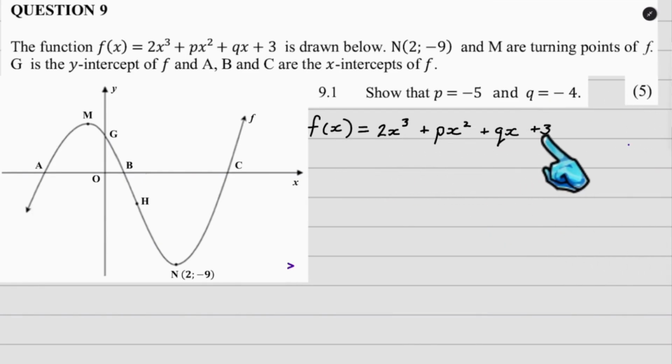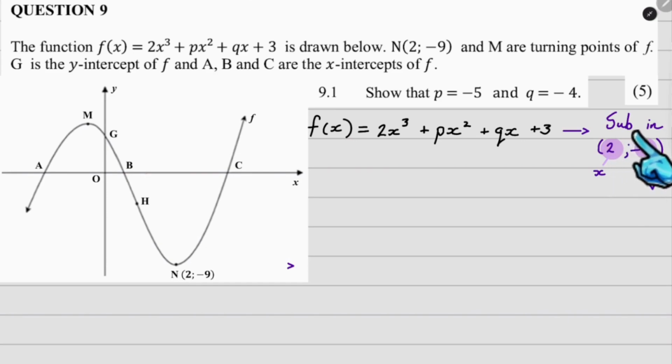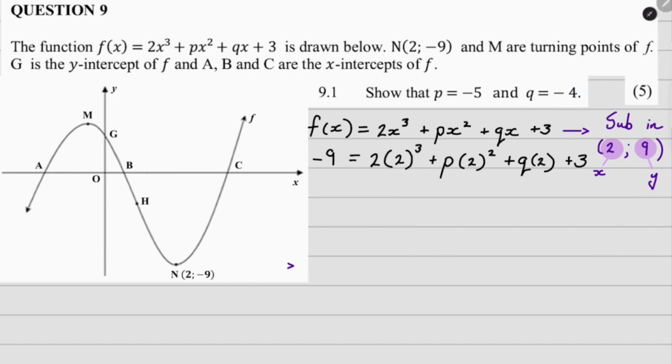So I'm going to grab my original function and then I'm going to sub this point into it. Remember, when you sub it in this point, the first one is the x value, so that will go into these three x's. And the second one is the y value, so that's f of x here, a fancy placeholder for y. So I'm going to change it to -9. And then once that's out the way, I'm going to start to simplify this thing.